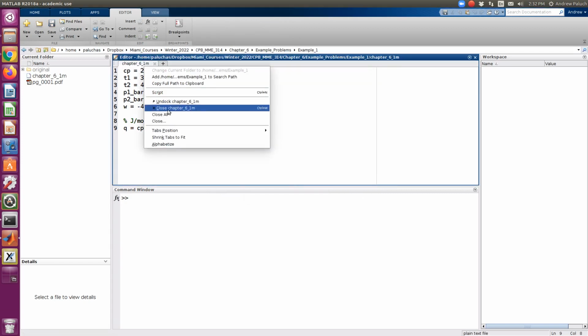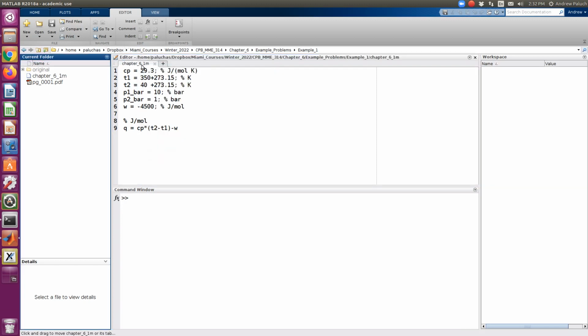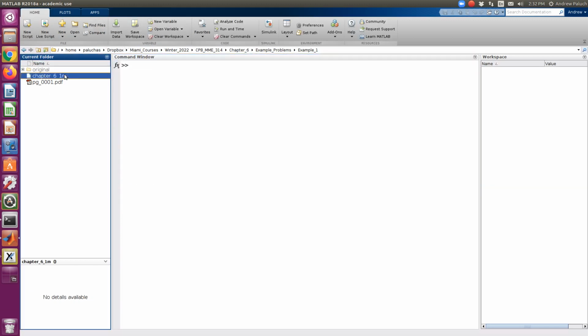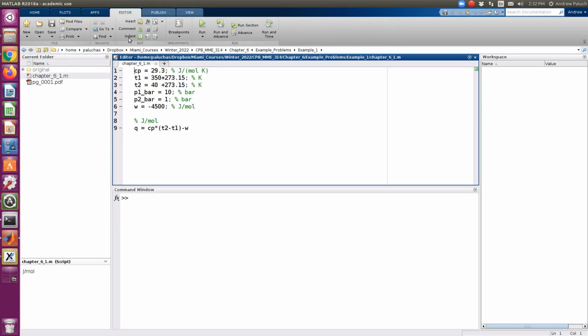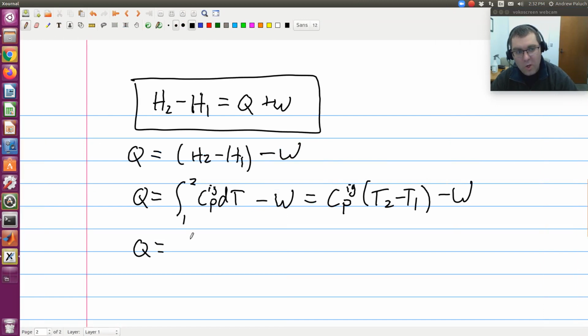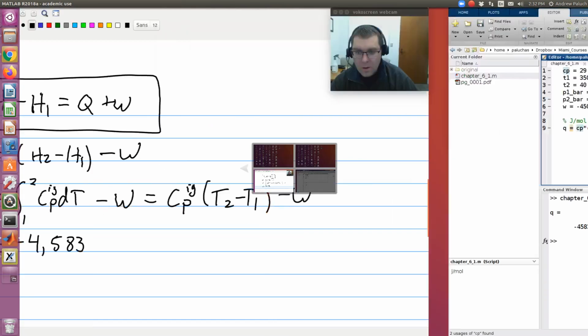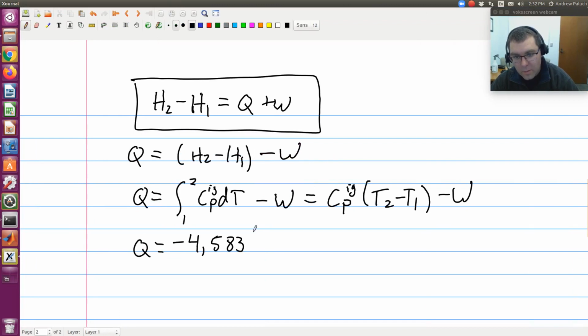So it looks like I didn't save this thing correctly. Okay, so running. All right, I get a negative 4583. So we get Q is negative 4,583, and that's going to be joules per mole.